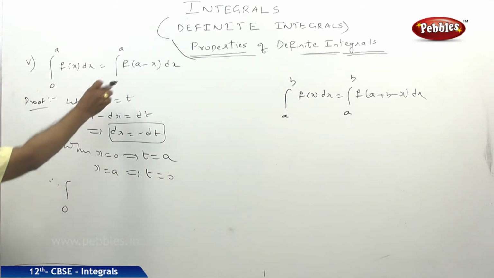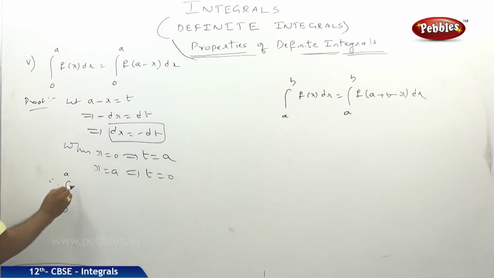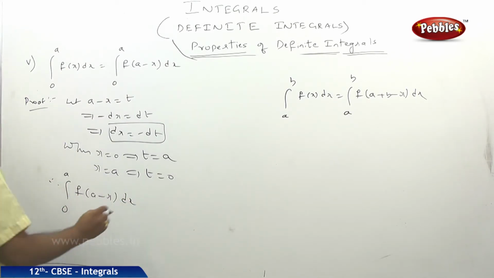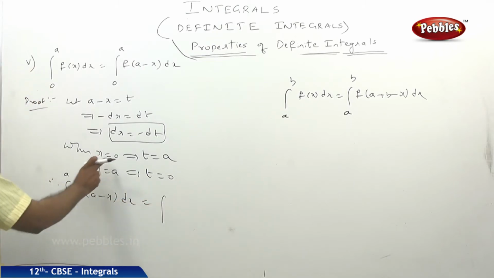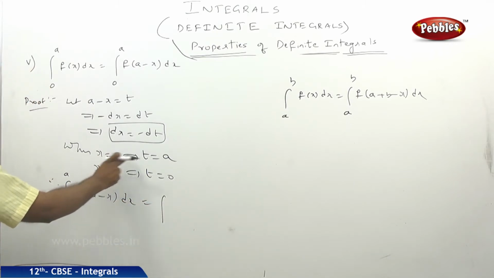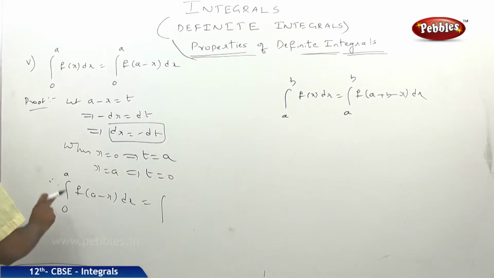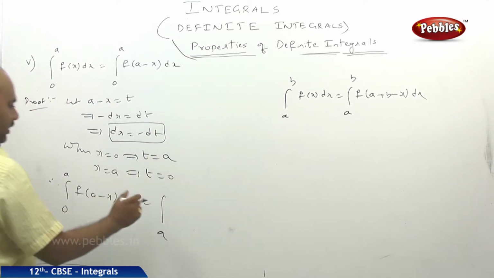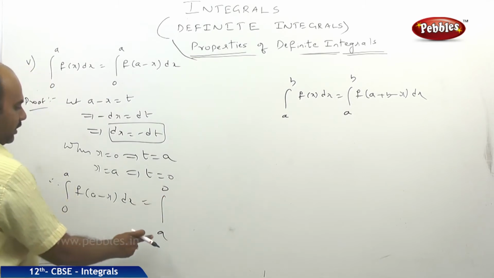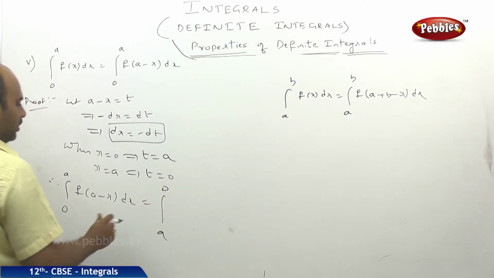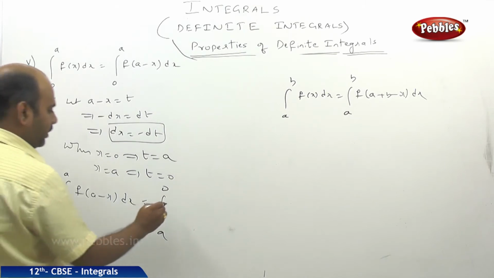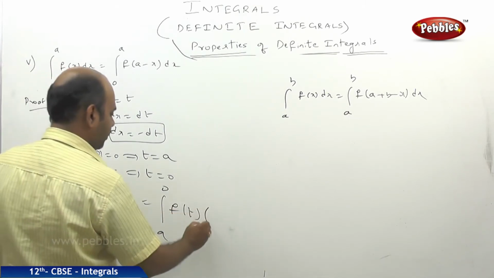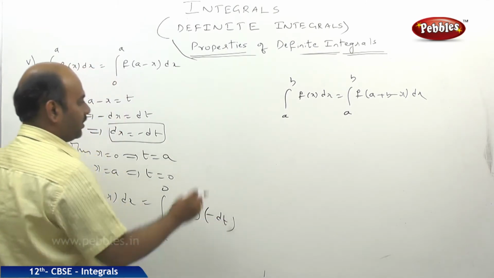Therefore I'll be considering right hand side, integral 0 to a f of a minus x dx is equal to, x equal to 0 means I got t is equal to a, so in place of 0 I will be substituting a. When x is equal to a, the value of t will be 0, so integral of a to 0, and here f of a minus x means f of t, and dx I'll be writing as minus dt.